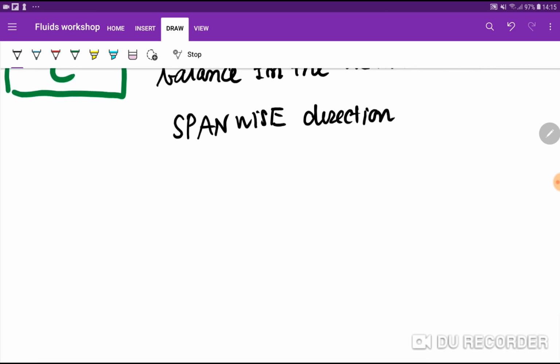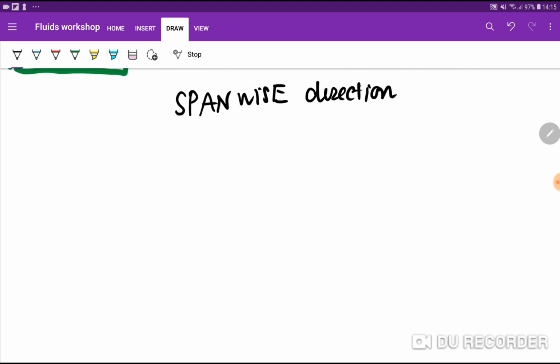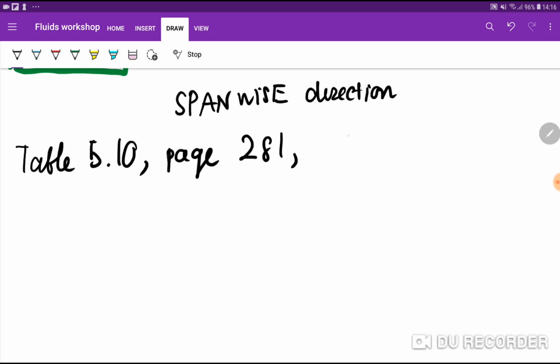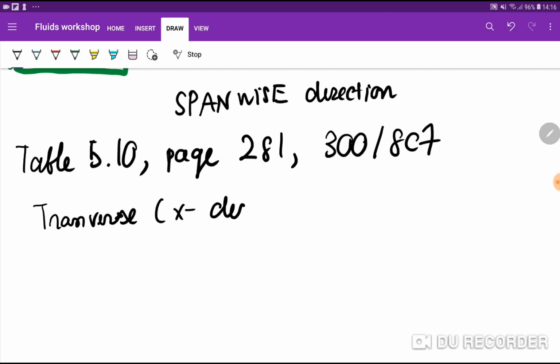Okay, so if you Control-F your textbook or electronic version, you find it in Table 5.10, page 281, or if you use the electronic version, page 300 out of 807. Okay, let's do the transverse, the x direction, first. What's the momentum balance for this direction?